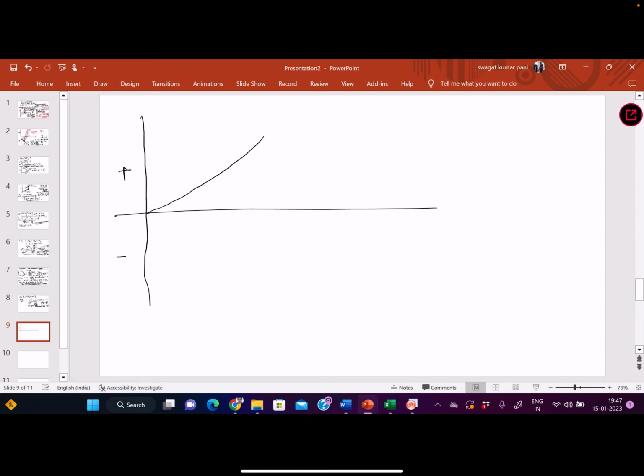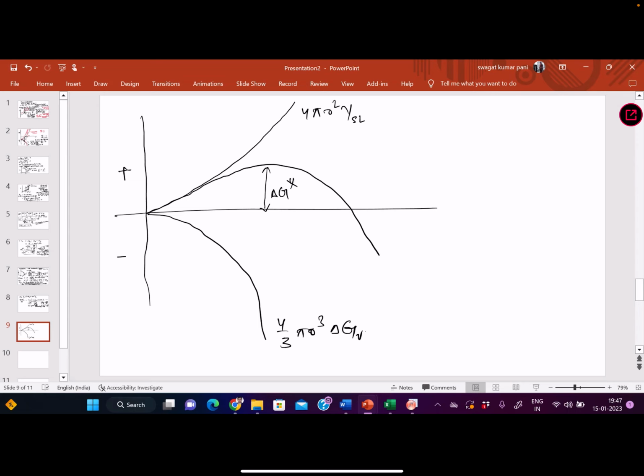So how does the surface energy vary? It varies like this, 4 pi r squared gamma SL, and the volume free energy varies like this. So what will be the resultant? It will be something like this. Now here this part is called delta G star, the critical energy barrier for nucleation. And this is called the critical nucleus.